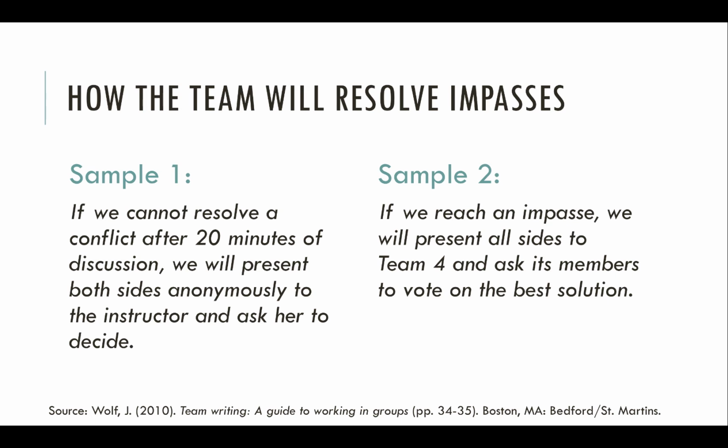A better alternative might be allowing the instructor to decide. If there's time, and if your instructor is willing to mediate disagreements, you could present both sides anonymously and commit to following her recommendations. Another option is to seek the help of a classmate from another team, to present both sides anonymously, and to let him or her decide. So your team charter might include a statement like, if we cannot resolve a conflict after 20 minutes of discussion, we will present both sides to the instructor and ask her to decide.